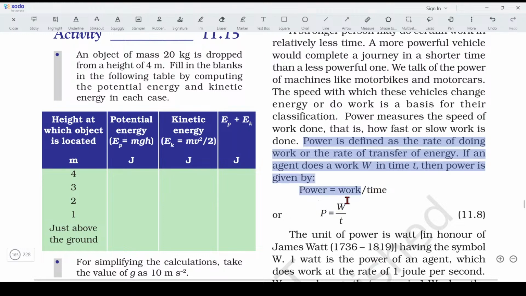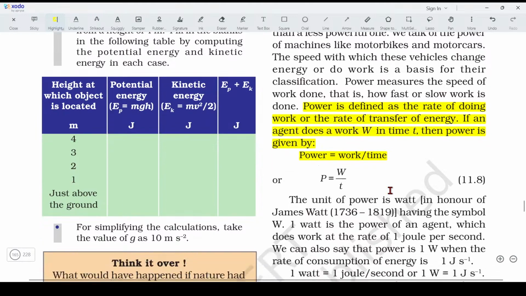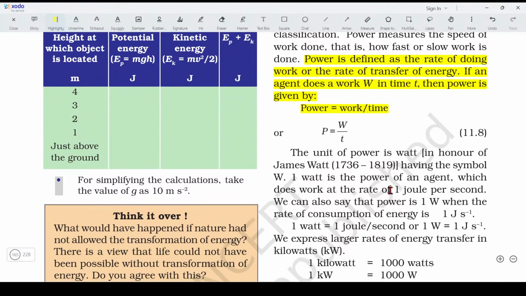Power is defined as the rate of doing work, or the rate of transfer of energy. That is power. Who has higher power? Who can spend energy faster? Basically work upon time. Who can do more work in the same time? That fellow has got higher power.